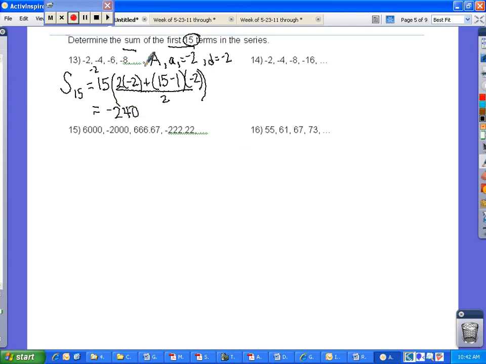Okay, so when you're putting this in, it's probably best to go ahead and simplify the things in the parentheses first, so you don't have so many parentheses when you're putting it in your calculator.